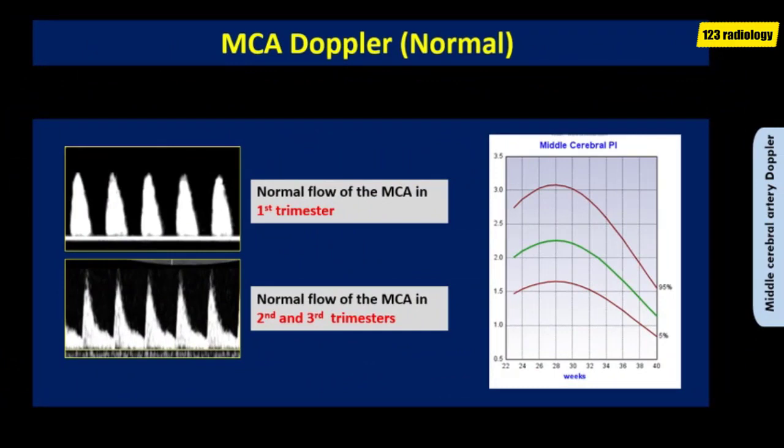Normally, the middle cerebral artery has high peak systolic velocity and low end diastolic velocity. In normal circumstances, as you can see in these images, the diastolic flow is absent in the middle cerebral artery in the first trimester. With advancing gestation, the diastolic flow is established with low end diastolic velocity. The normal pulsatility index of the middle cerebral artery should be above the 5th percentile for gestational age.